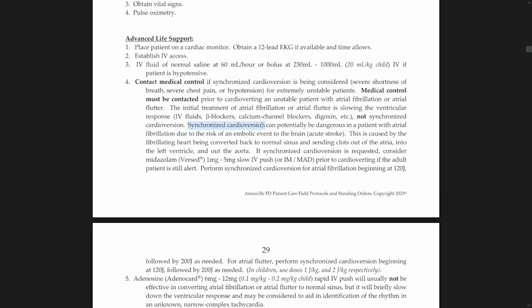Synchronized cardioversion can potentially be dangerous in a patient with AFib due to the risk of an embolic event.